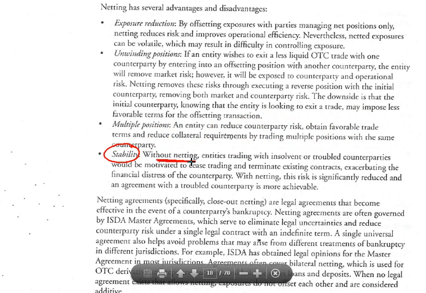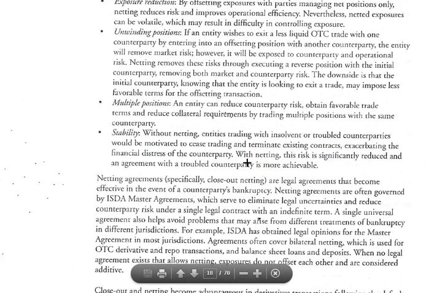Stability, they are saying that without netting, entities trading with insolvent or troubled companies would be motivated to cease trading and terminate existing contracts. So without netting, they would terminate existing contract, which would again create problem in the financial distress, right? However, with netting, the risk is significantly reduced and agreement with troubled counterparty is more achievable.